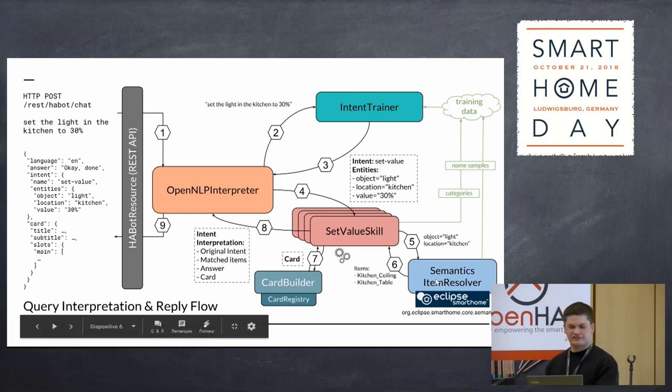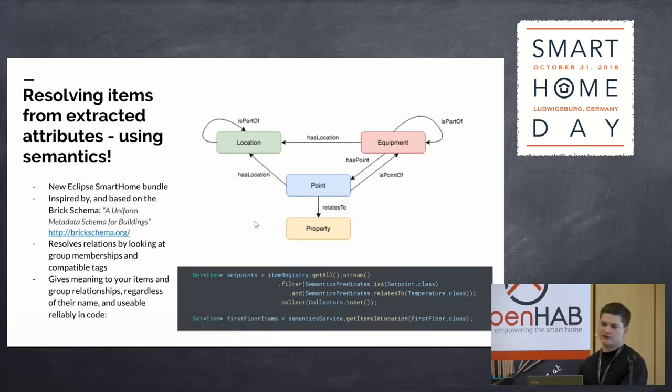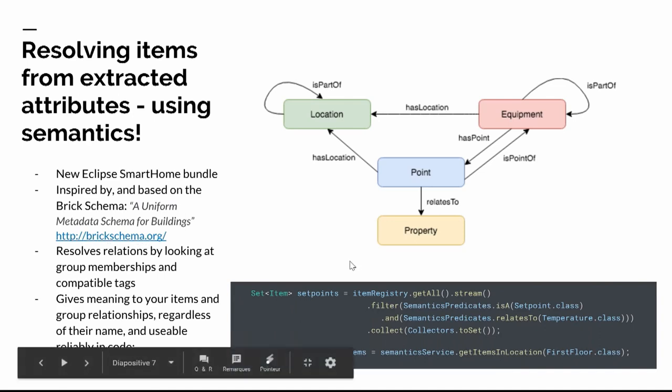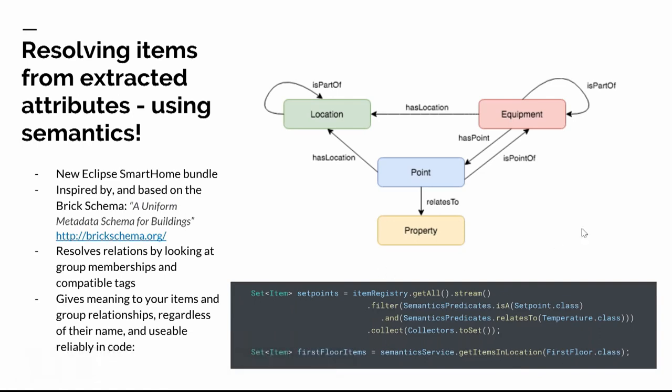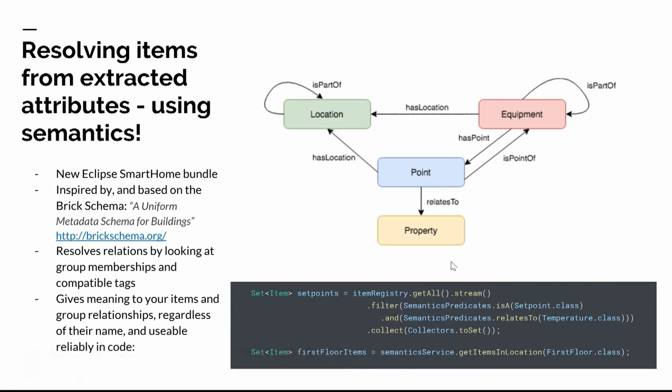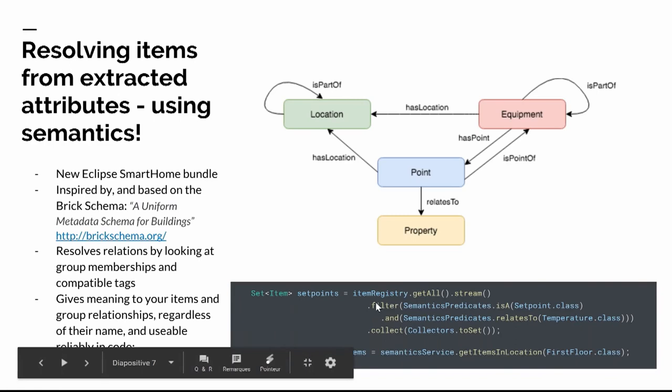So going back to the semantics, how does it work? It was inspired by, based on the Brick schema, which is a uniform metadata schema for buildings. You can go to brickschema.org and get more information and figure out how this all works. And in the smart home implementation, this is what Kai ended up with. You have different classes, different types, and relations between them. So how is it going to build those relations?